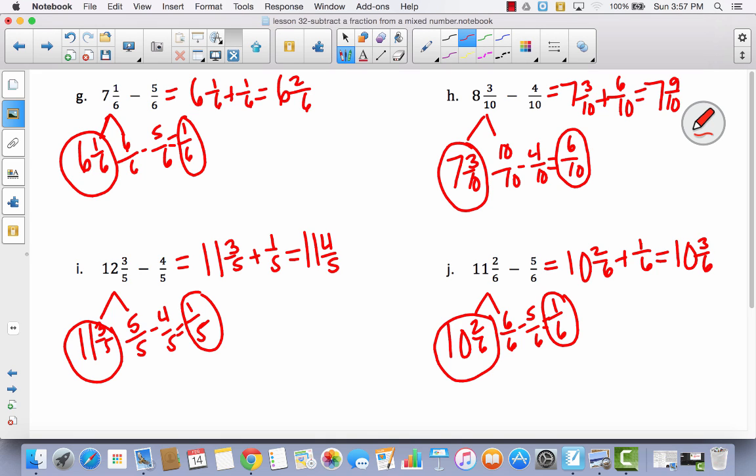Okay, so I've showed you 3 different strategies today for how you can subtract a fraction from a mixed number. Now, the reason why I showed you 3 different strategies is because all 3 strategies use a different mindset. You need to decide which of these strategies is the most efficient. And what I mean by that is which of these strategies can you complete in the most timely manner and still get the right answer. Okay, that's what you're looking for.